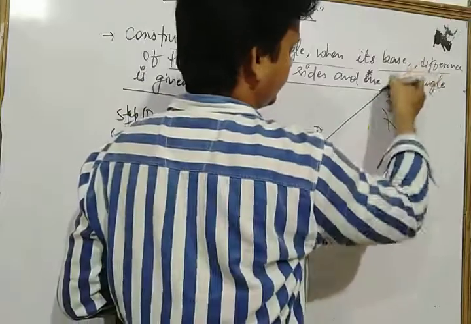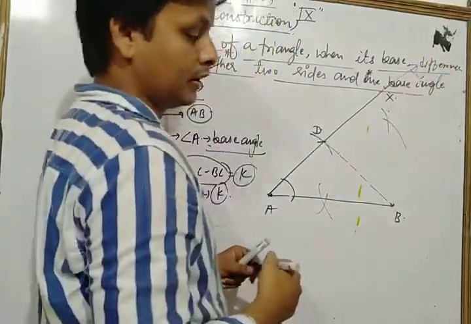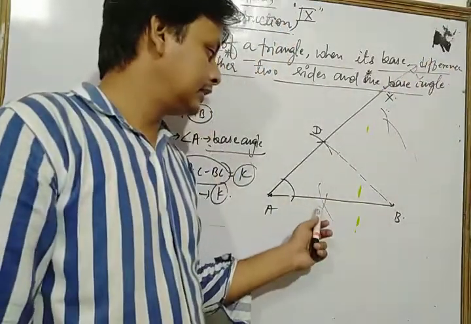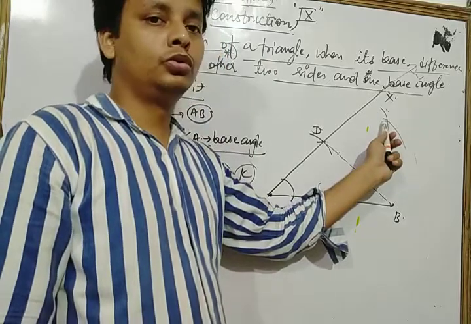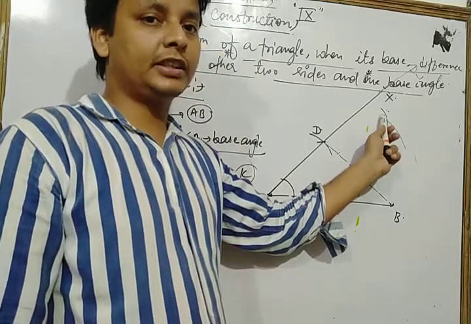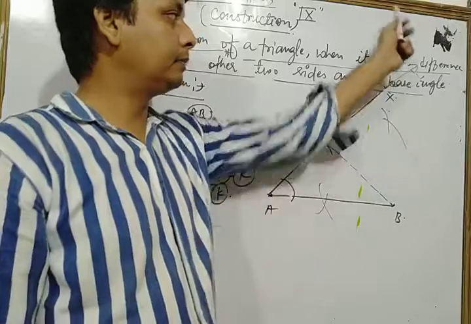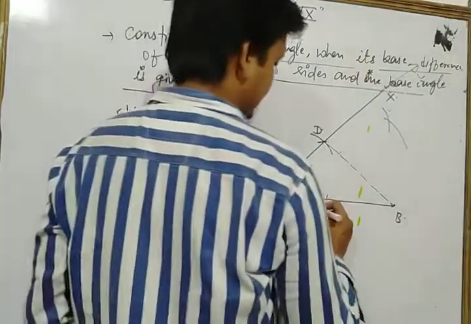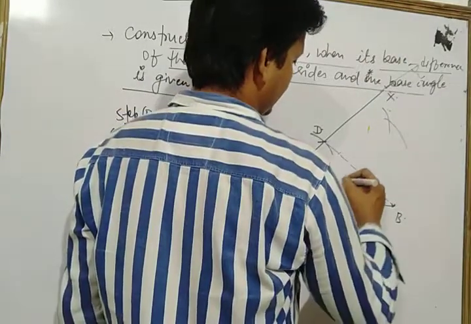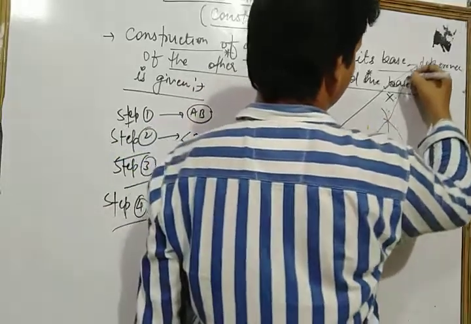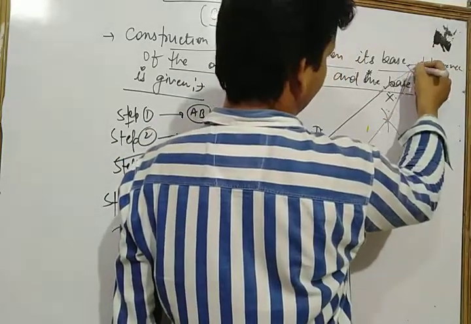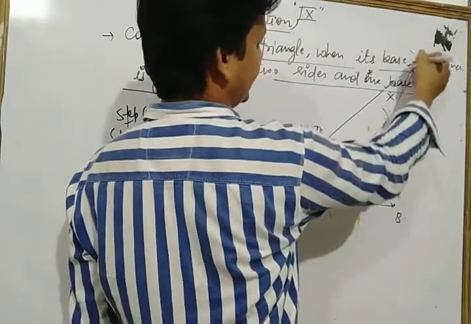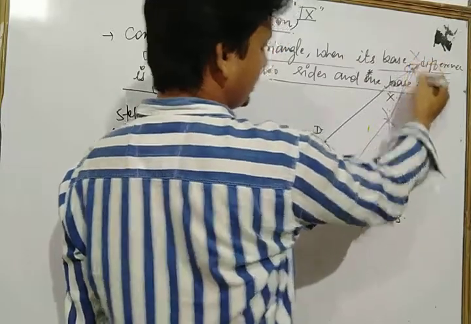Now dear students, we join those two points of intersection of the two arcs and produce some distance. Let's see, we join these two and produce to some distance. Suppose that it intersects the ray AX at a point, suppose that C.